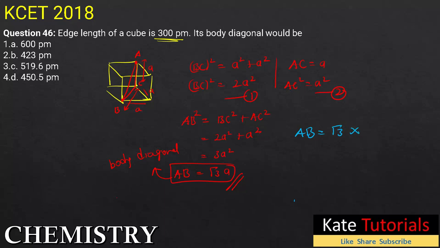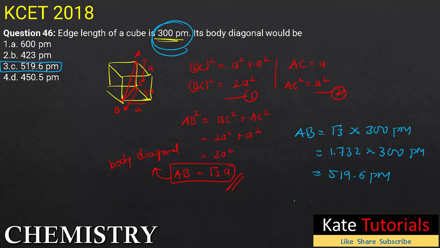The A value they have given is 300 picometer. Root 3 value you should know: 1.732 into 300 picometer. 1.7 is almost 2, and 2 into 300 is 600 picometer. Since it is 1.7, it will be a little less than 600, so it will be around 519.6 picometer. So the answer is 519.6 picometer. The answer for question 46 is option 3.